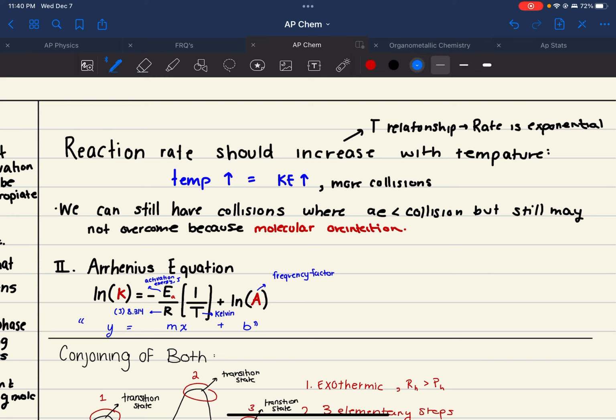We can still have collisions where the collision energy is greater than the activation energy, as I said in the last video, but it may not overcome it because of molecular orientation. As I said, your activation energy has to be overcome, but it may not be because the way the molecules are oriented does not allow them to bond. Okay.